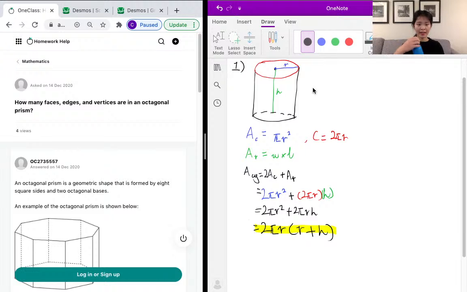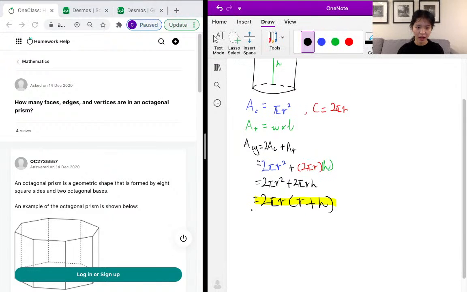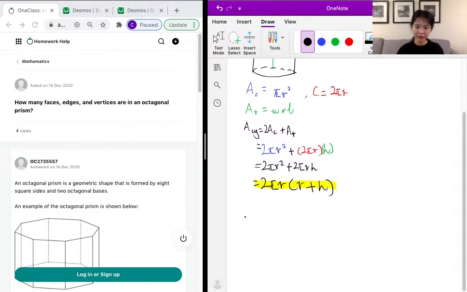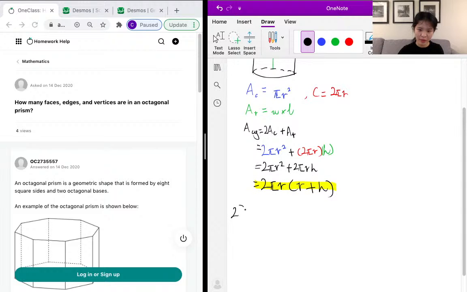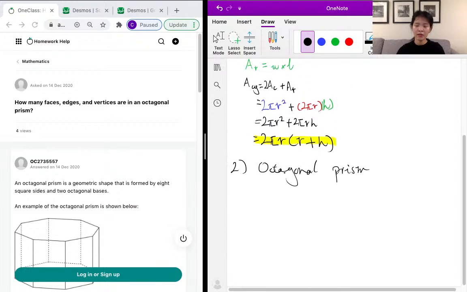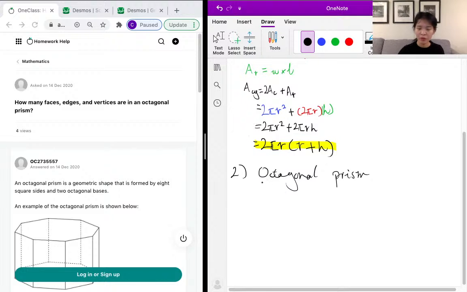All right, our next question is asking us how many faces, edges, vertices are in an octagonal prism. So before answering this question, we need to know what is an octagonal prism. So in case you don't know, we first need to know what is an octagon. An octagon is just a polygon with 8 sides.